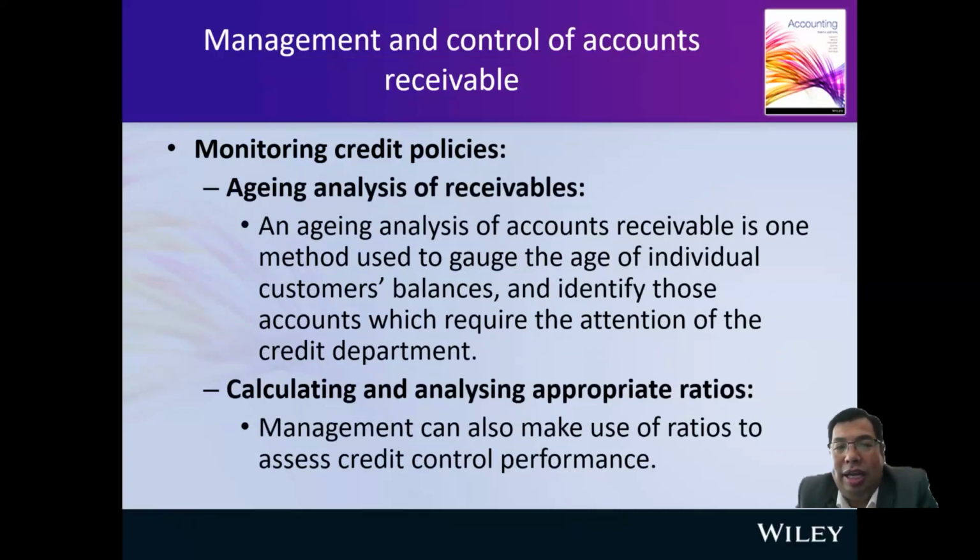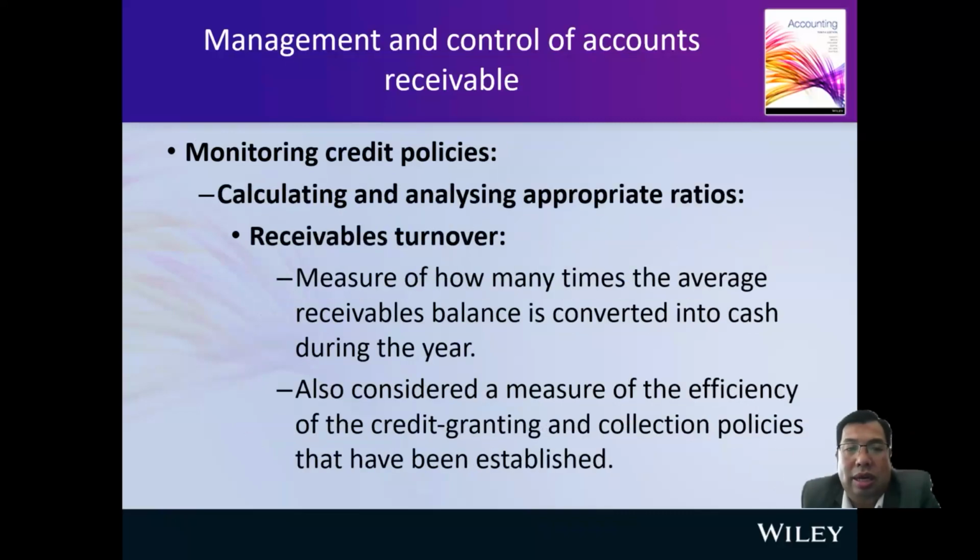The next one is monitoring the aging, by performing the aging analysis, where we use a method identifying every bill, when it's supposed to be due and how long it has been due. So this is the process. We did this using Microsoft Excel before this. Calculating and analyzing appropriate ratios, management also can use ratios to assess the performance. Among the most common ratios is receivable turnover. You want to measure how many times on average the receivable balance is converted into cash during the year. So this is receivable turnover, also considered as a measure of efficiency of credit granting and collection policies.